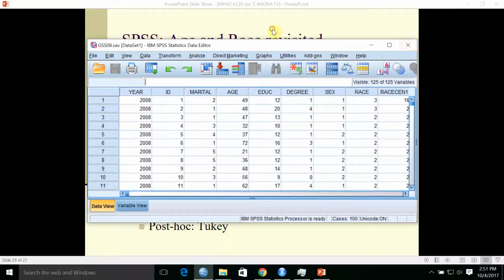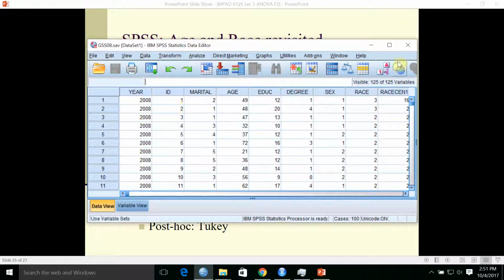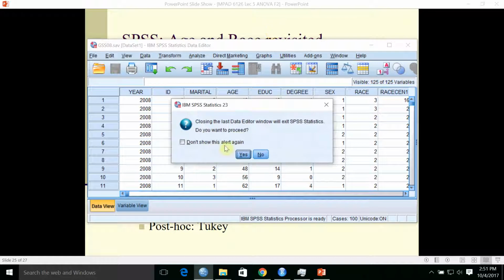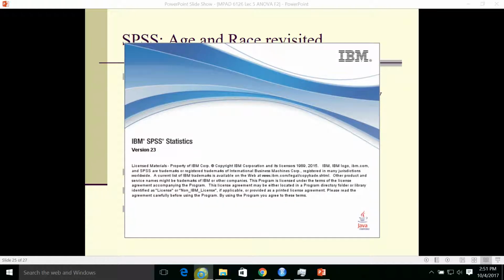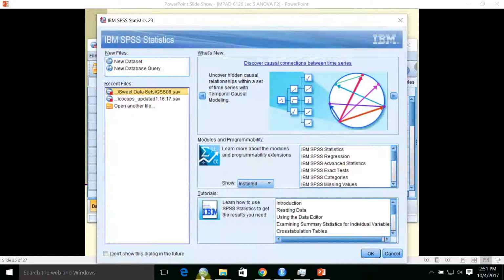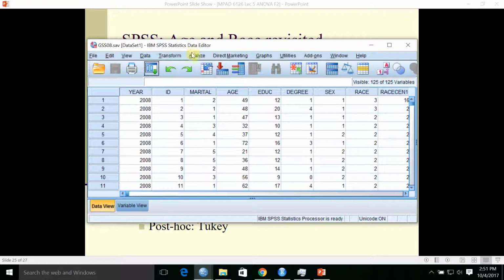Well, I don't know what to tell you, folks. The SPSS doesn't seem to be working, so I'm going to close out of it and restart it. Reload the data set. Hopefully I can edit this out of my video. Okay, opening that sweet data set again.